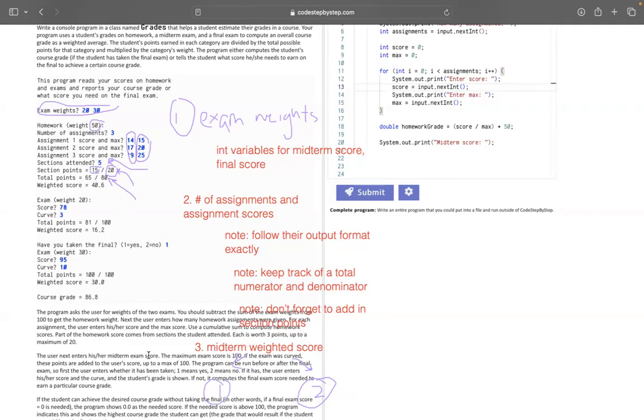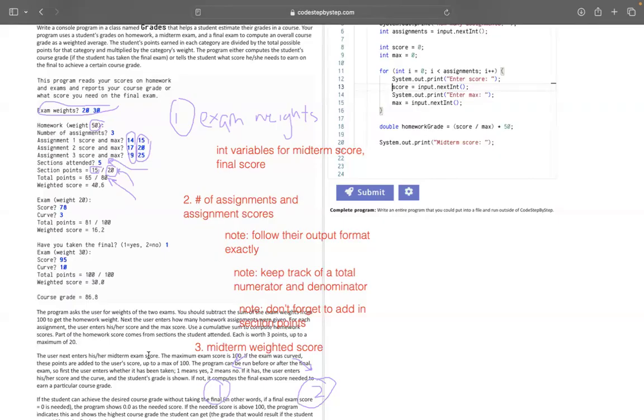You can see that underneath the midterm section, you have to print out, have you taken the final? One equals yes, two equals no. So you have to give the user two options. Obviously every time the user types in an input, you have to store it. So you store an int value like what you did here, input.nextInt, right? You need to check if they gave you a one or a two, because a one means they have taken their final, and a two means they have not taken their final.